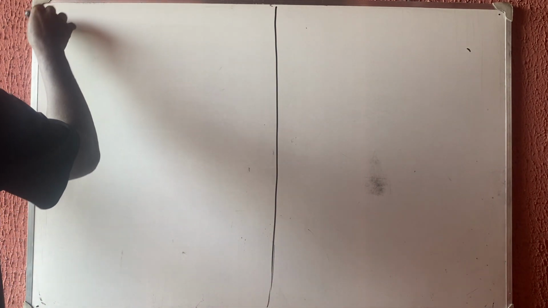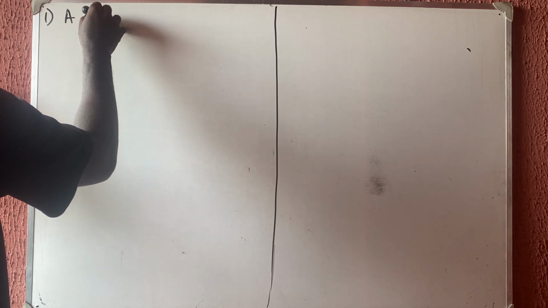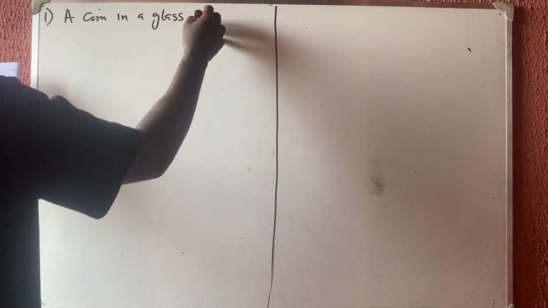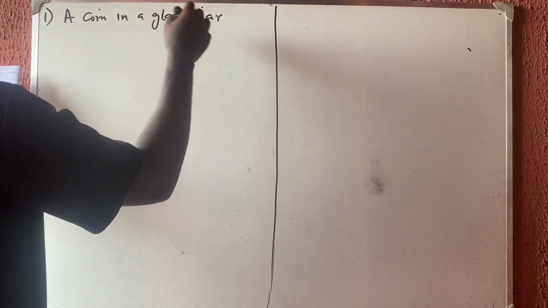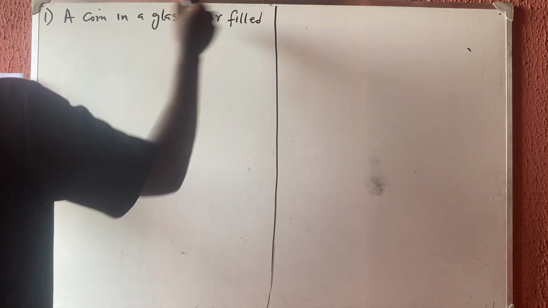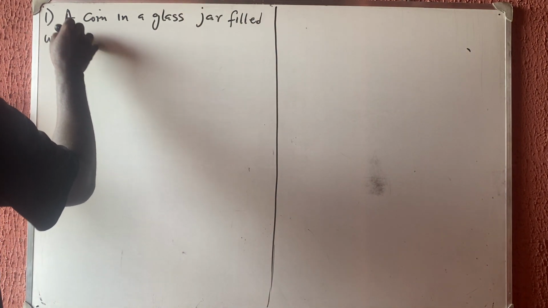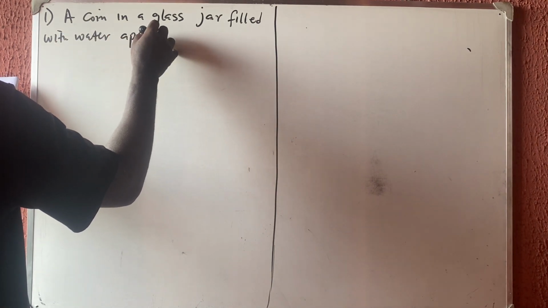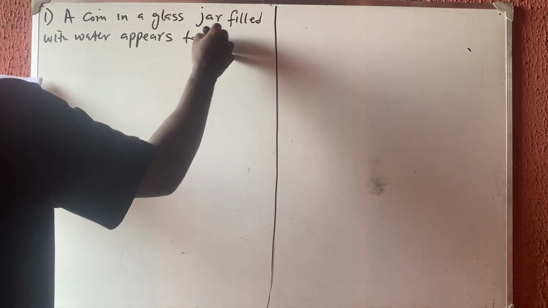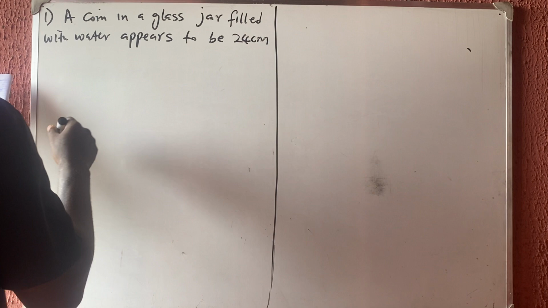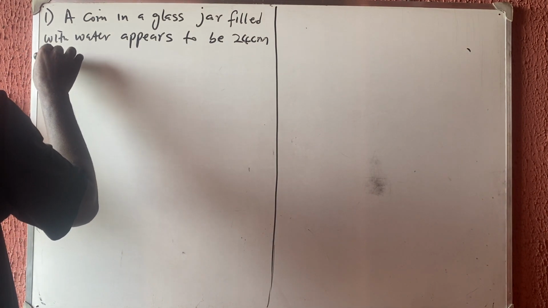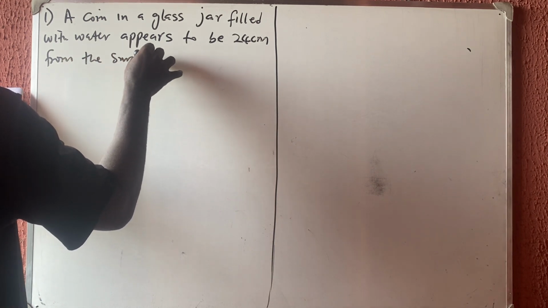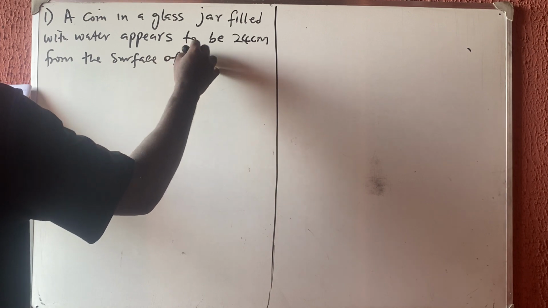So question number one said a coin in a glass jar filled with water appears to be 24 cm from the surface of the water. They are not telling us the real depth, only the apparent.